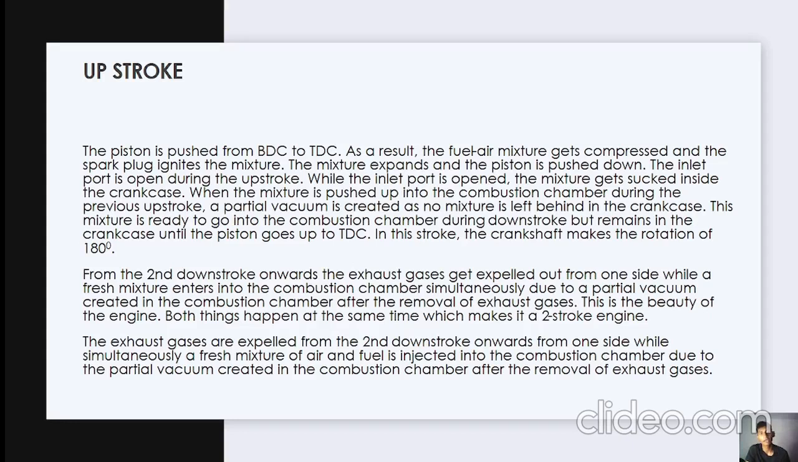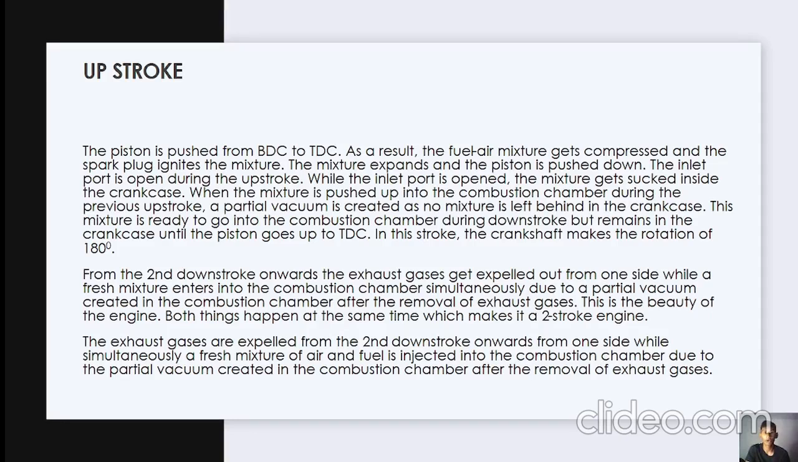When the mixture is pushed up into the combustion chamber during the previous upstroke, a partial vacuum is created as no mixture is left behind in the crankcase. This continues until the piston goes up to top dead center. In this stroke, the crankshaft makes a rotation of 180 degrees.